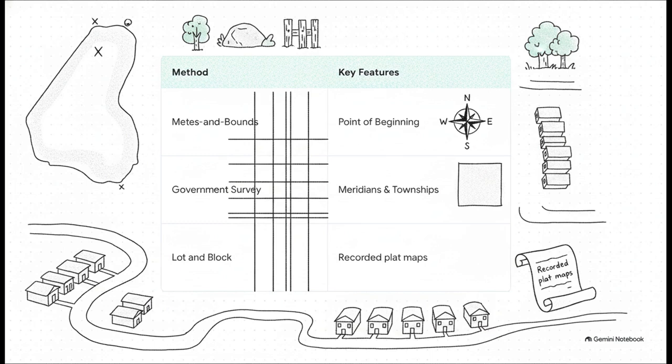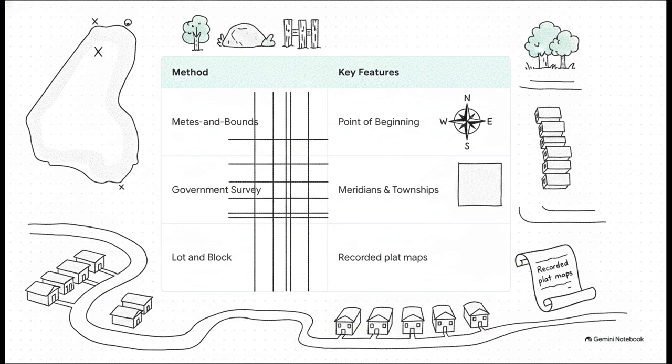Instead, we use three primary legal land description methods. First up is the oldest method, meets and bounds. This one starts at a very precise point of beginning, or POB, and uses physical monuments and compass bearings to trace the perimeter. Second is the government survey system. This is literally a massive grid spanning the country, using principal meridians, baselines, and 36 square-mile townships. And third, we have the lot and block method.